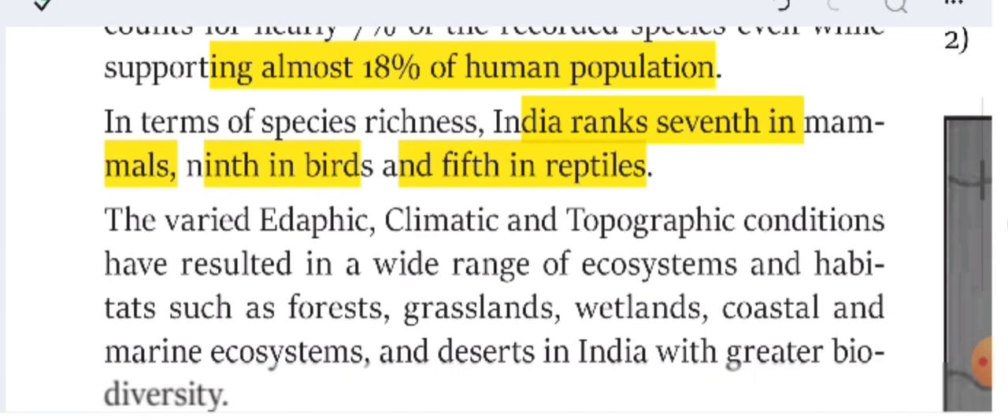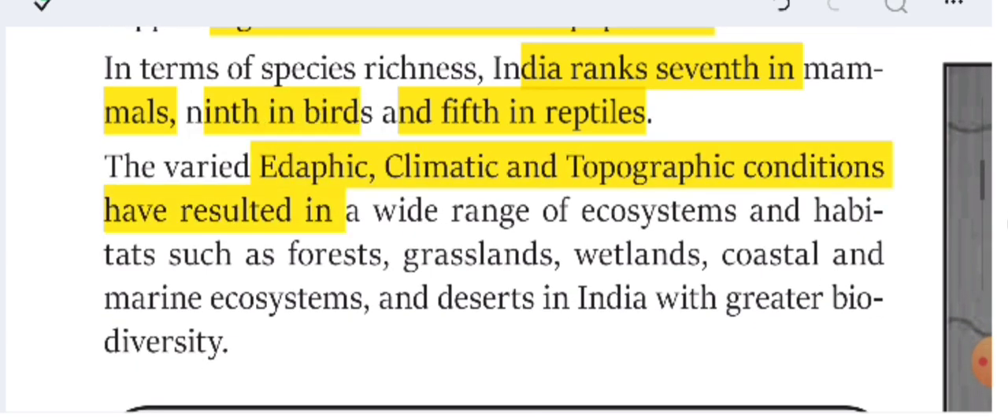Okay, the varied edaphic means soil related something. So the varied edaphic, climatic and topographic conditions have resulted in a wide range of ecosystems and habitats such as forest, grassland, wetlands, coastal and marine ecosystems and deserts in India with greater biodiversity. Okay, so varied edaphic, climatic and topographic conditions, soil, climate and topography conditions, have resulted in a wide range of ecosystems and habitats such as forest, grassland, wetlands, coastal and marine ecosystems and deserts in India with greater biodiversity.